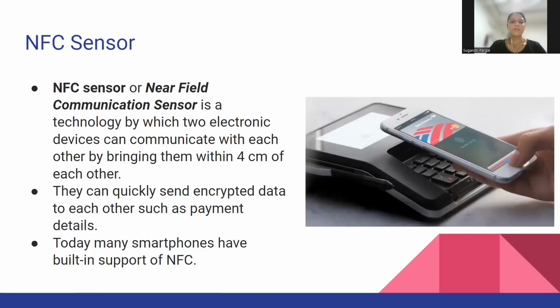Another sensor is the NFC sensor, that is, the near field communication sensor. This is a technology by which two electronic devices can communicate with each other by bringing them within a 4 centimeter range of each other. This sensor can quickly map the two devices by scanning the encrypted data, and with the help of that they can transmit information. They can quickly send encrypted data to each other, such as payment details. Today, many smartphones have built-in support for NFC.